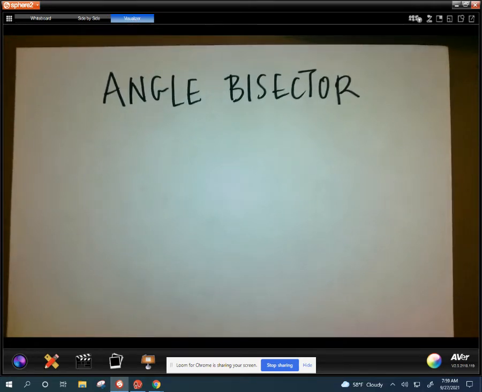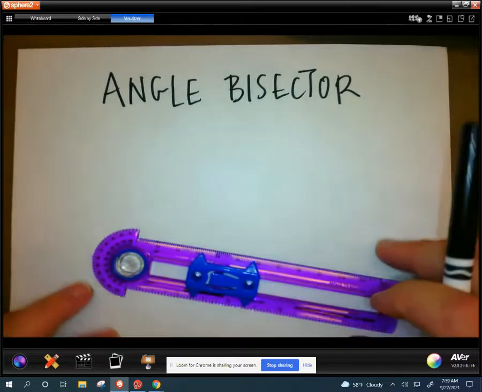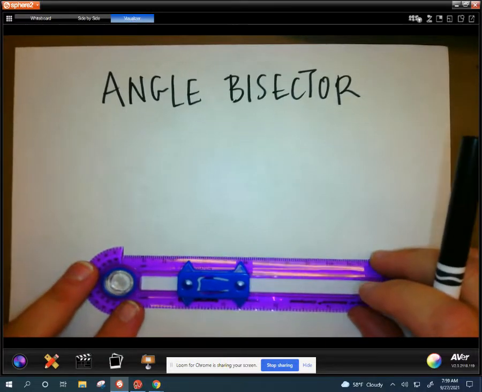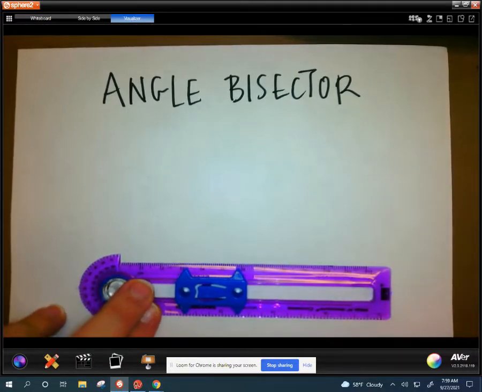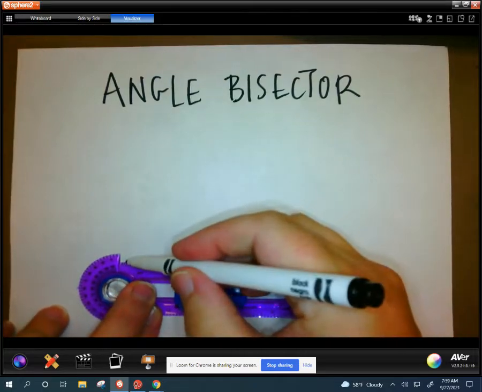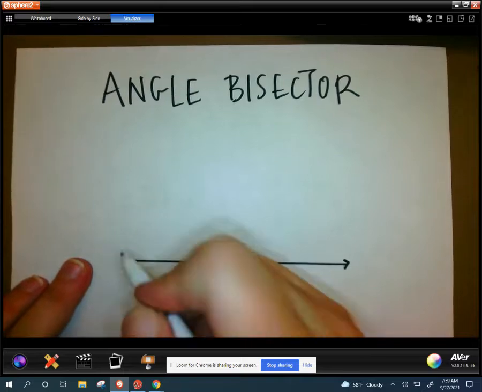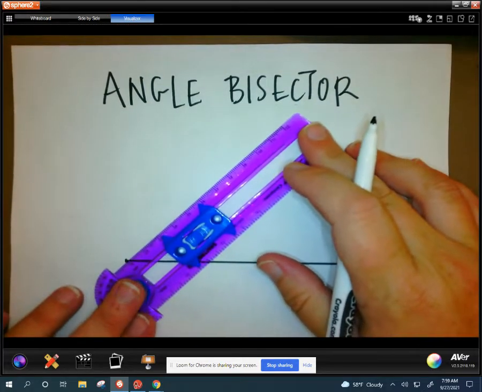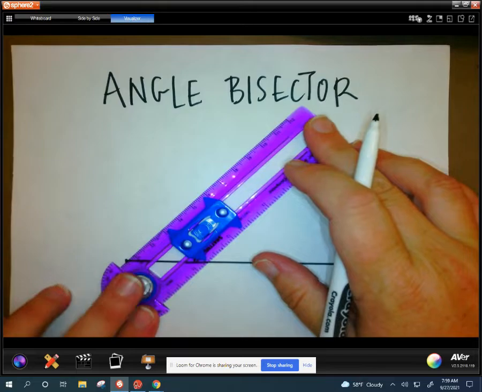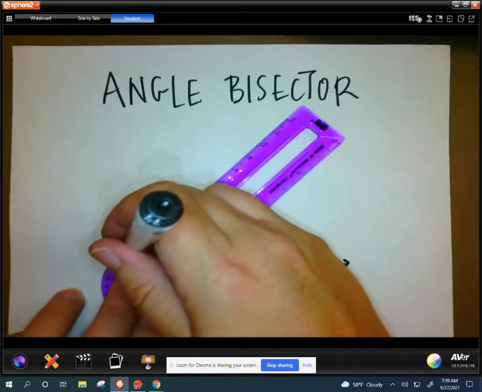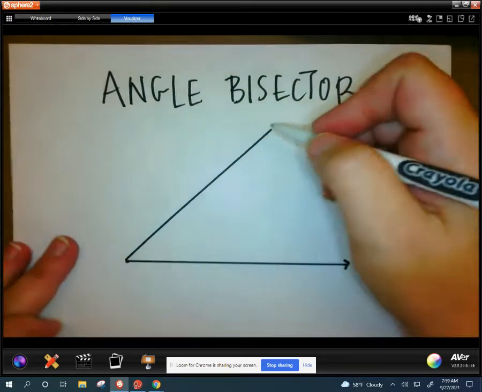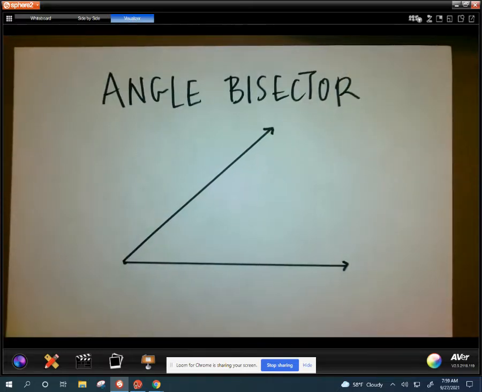The construction for angle bisector. An angle bisector is the ray that divides an angle into two equal pieces. So if you're not provided an angle, you need an angle. Okay, so there's my angle that I'm going to cut in half.